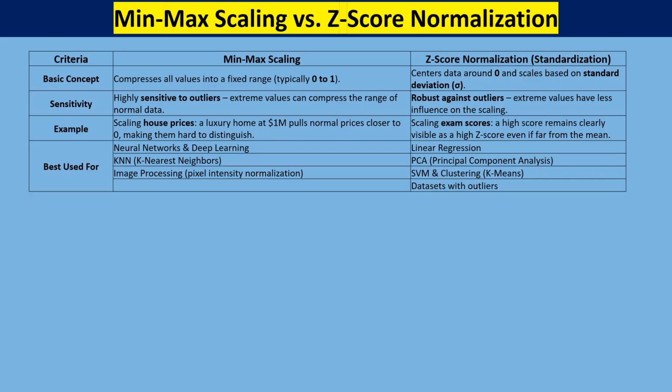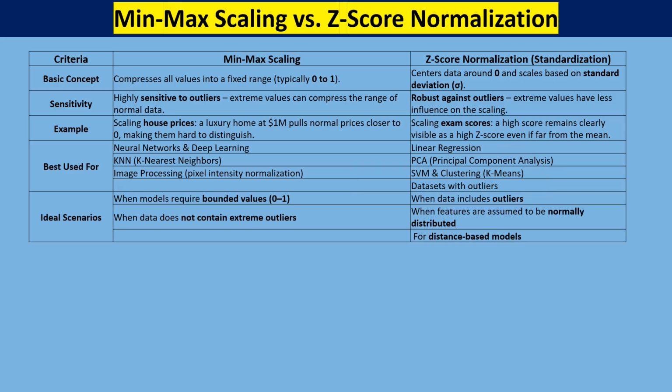Best use: use min-max when the model requires input to be in a limited range, like neural networks or image processing tasks where pixel values range from 0 to 255. Z-score works better when the model depends on distance or assumes a distribution, like PCA and SVM. Ideal scenarios: if your dataset is well behaved with no extreme outliers, min-max will do just fine. But when data is skewed or varies significantly, Z-score retains meaningful distance and pattern, making it the better choice.